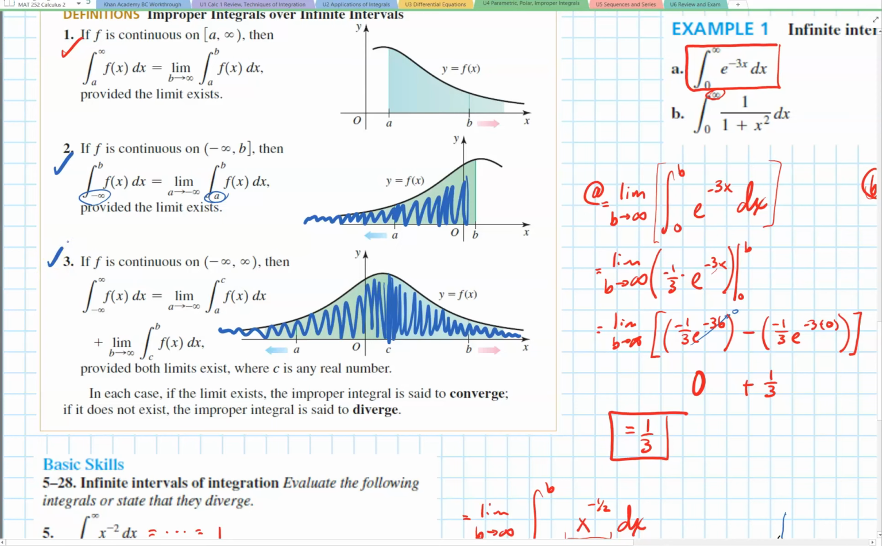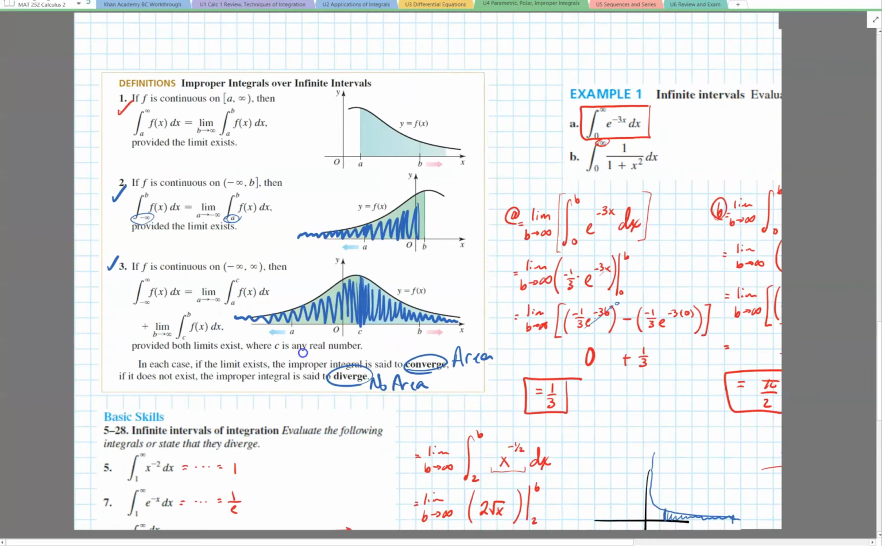So again, if the limit exists, the integral is said to converge, and we can find the area. And if it's going to diverge, then the improper integral does not generate an area that we can compute. Not to say that there is no area, we just can't compute it.